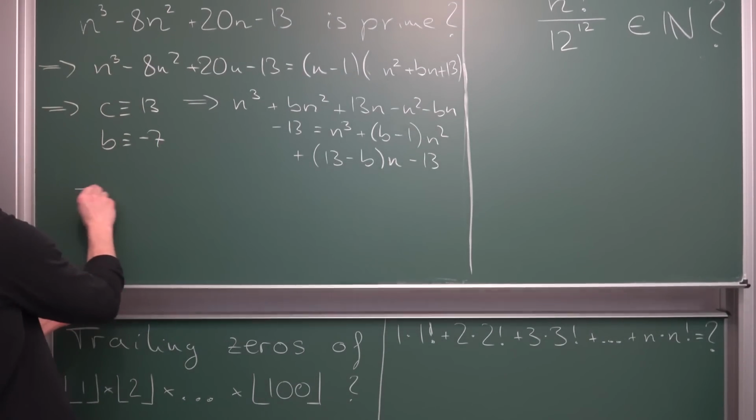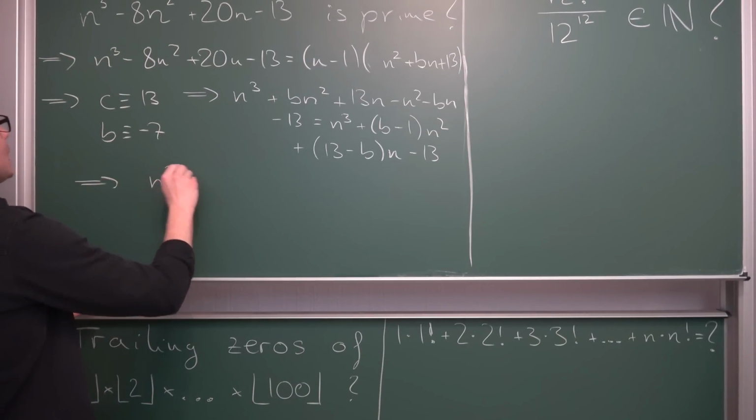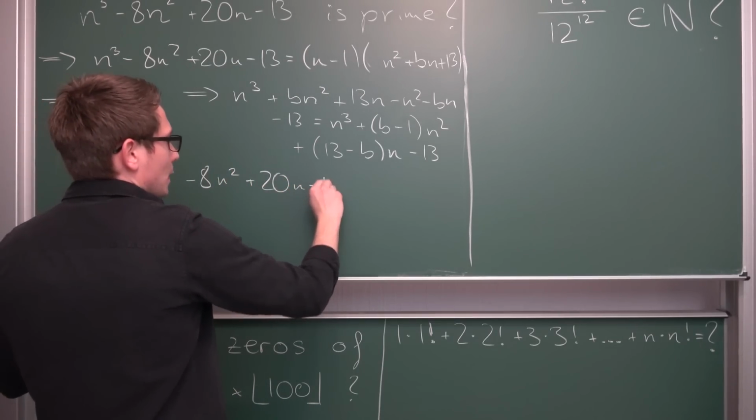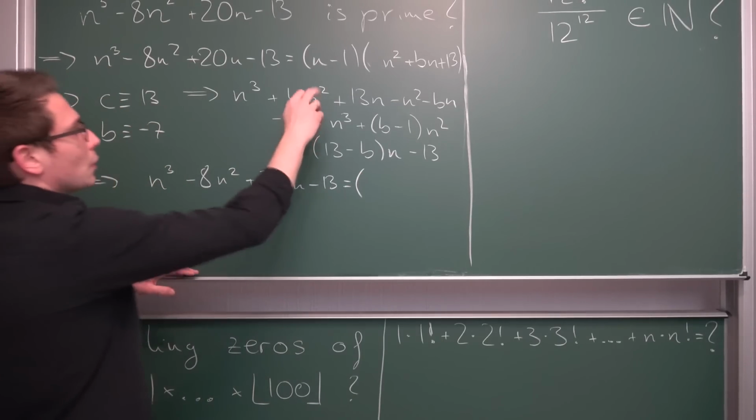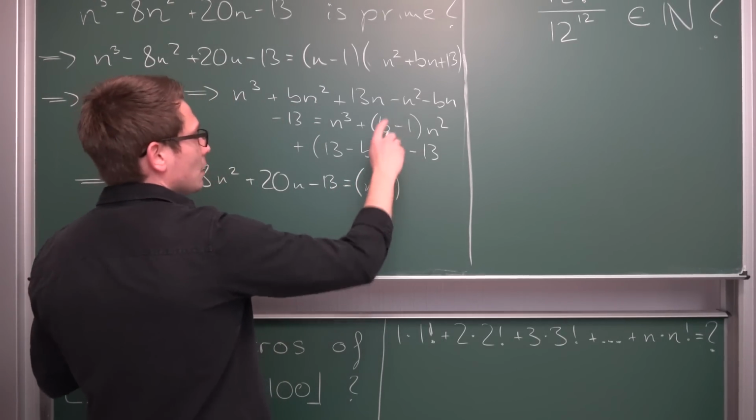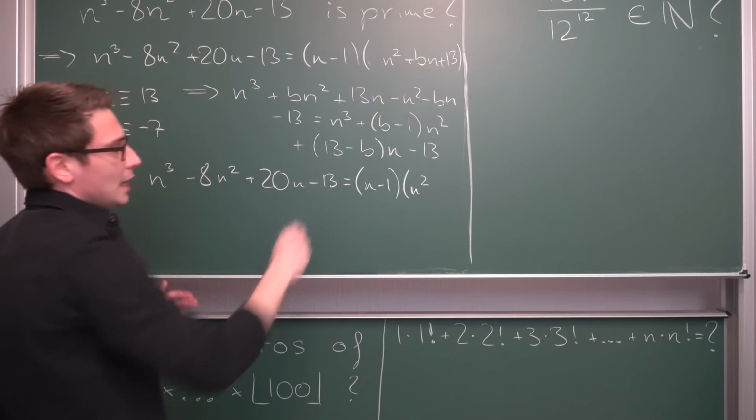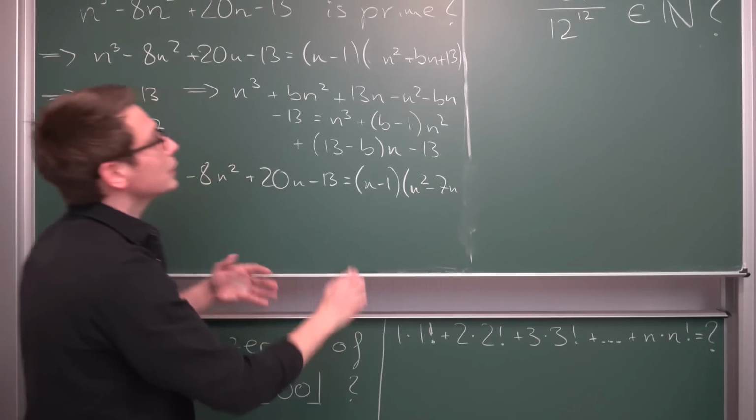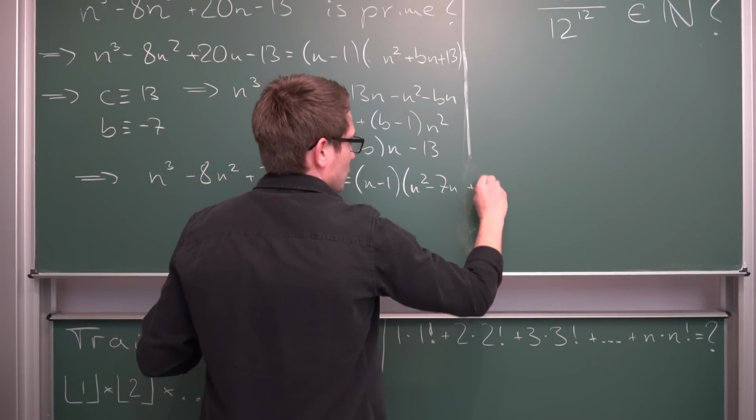And this is good, we now factored our polynomial. Meaning our polynomial n to the third power minus 8n squared plus 20n minus 13 is actually equal to, okay, n minus 1 times, and now we are going to get n squared, and b is negative 7, so negative 7n. I'm going to get rid of this line real quick, and also last but not least, plus 13.